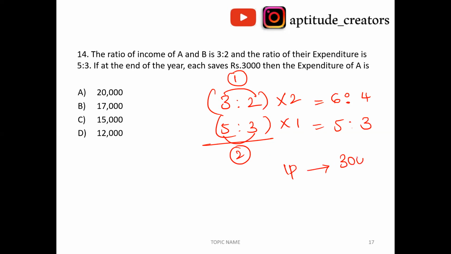One part is equal to 3000 rupees. Now what is the question he is asking? Expenditure of A. Now what is the expenditure of A? This is income and this is expenditure, that is 5. 5 parts is equal to how much? 5 into 3000 is 15,000. Answer is option C, 15,000.